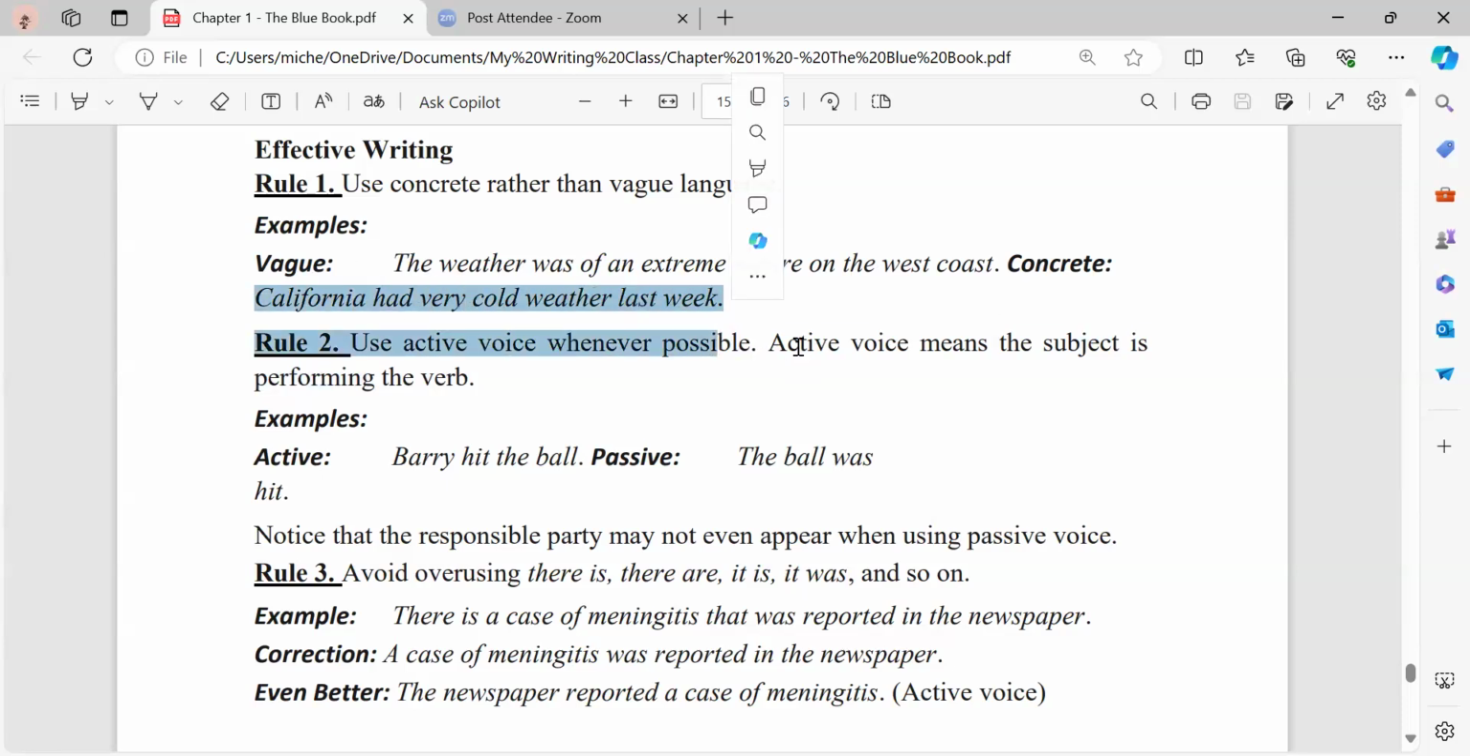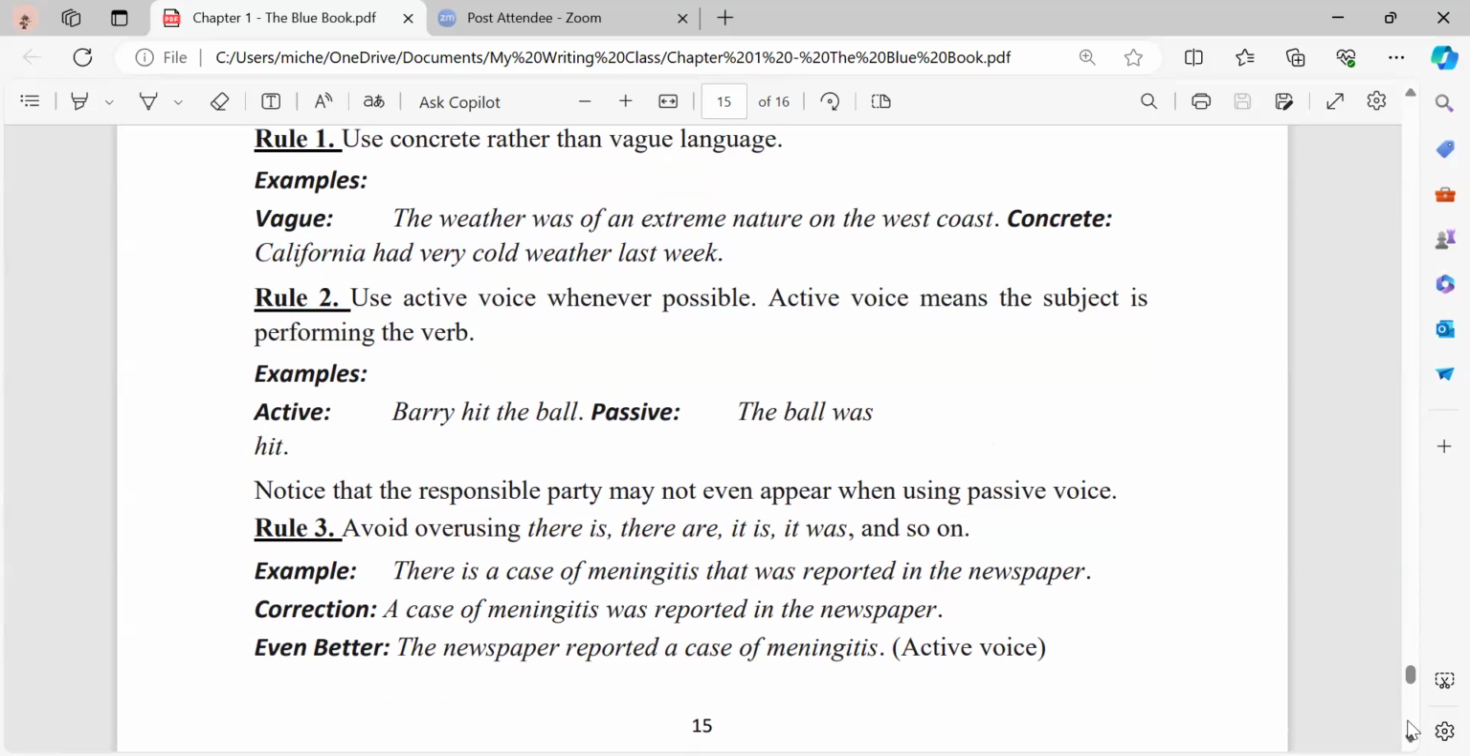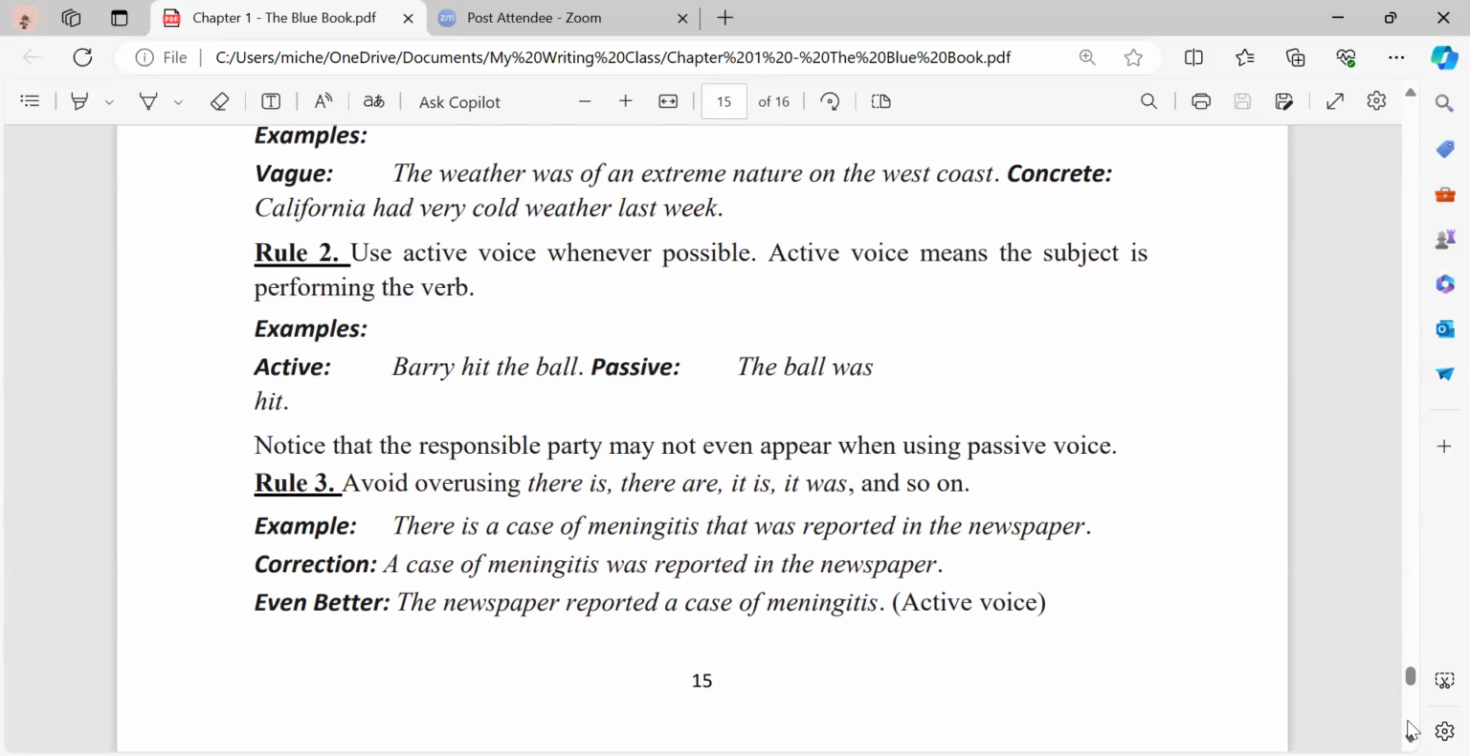So it's more concrete. How was the weather like? It is cold, where it was, it's in California, and the time is last week. So that's a concrete sentence. And then for rule number two, we have the active and passive voice.